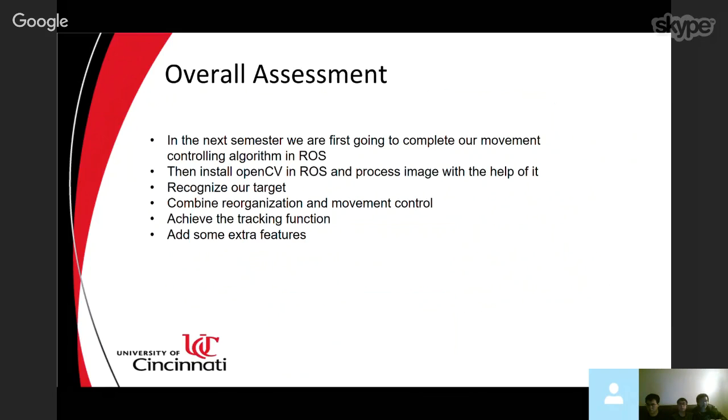Finally, we will add some extra features, like recognizing the person behind a tree or something like that. That's all. This is our presentation. Thank you.